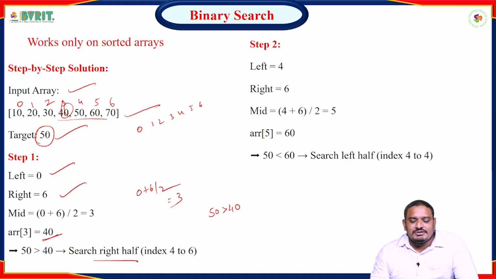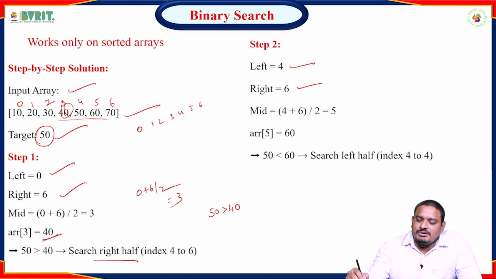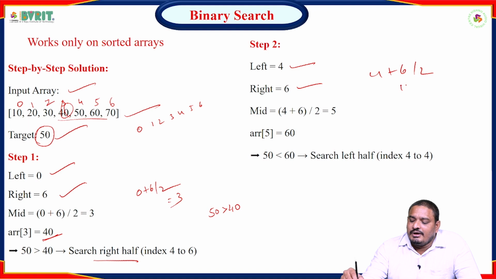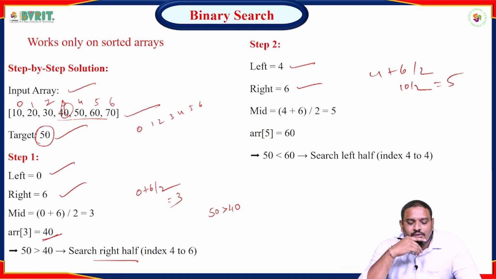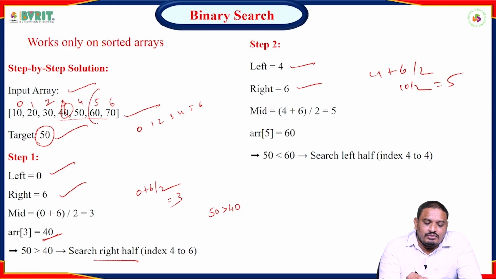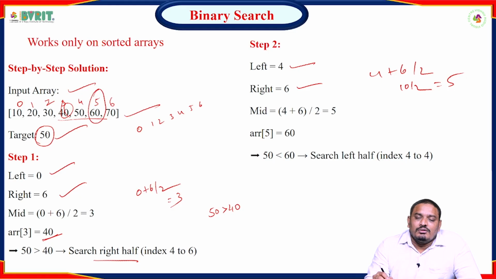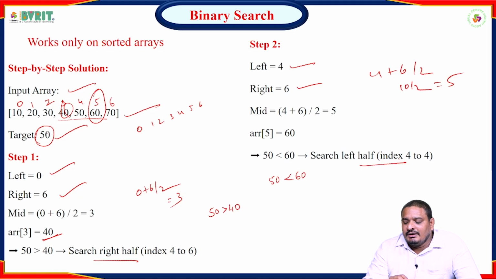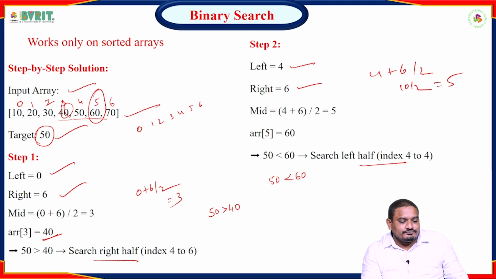The second step: left is 4, right is 6. We find 4 plus 6 by 2, that is 10 by 2, which is 5. In that position, array of 5 equals 60. Our target is 50, which is less than 60, so we search the left half, that is index 4 to 4.